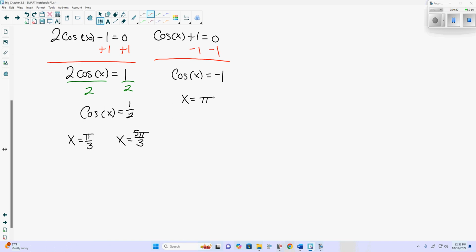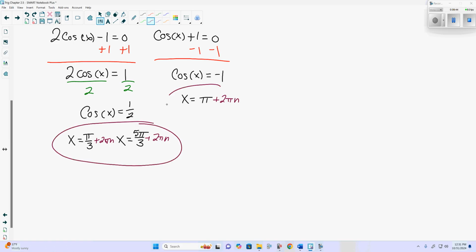Now again, they didn't tell us the interval that it's on, so that means we have to come back in and add 2 pi in, so that we consist of every possible angle that will make this statement true. And that's it.